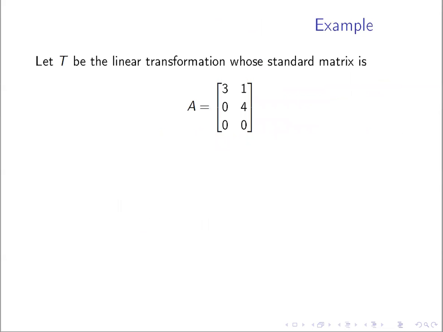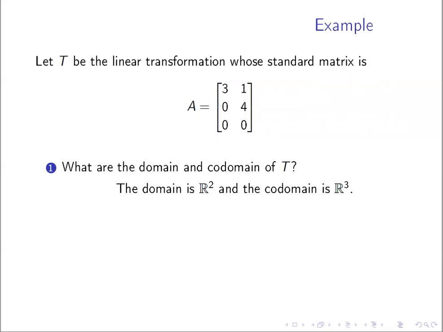Okay, now let's do a quick example. This is a linear transformation, and I gave you the matrix, in row echelon form. So what are the domain and codomain? Well, the domain is going to be R^2, since I can only use vectors with 2 components to multiply this by. And that would give me a vector with 3 components. So R^3 is my codomain.